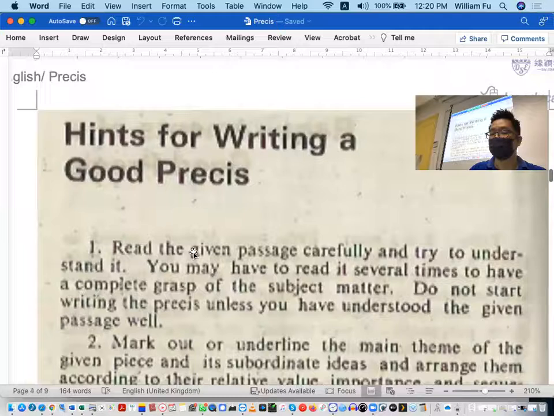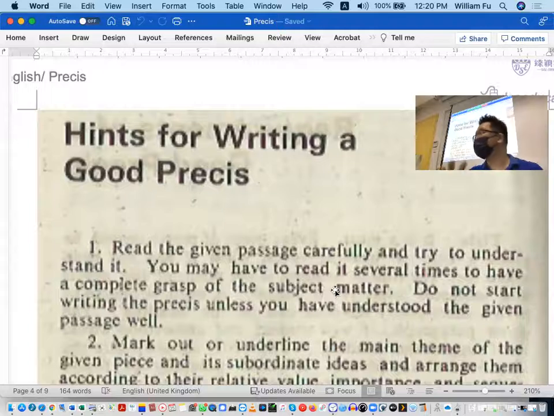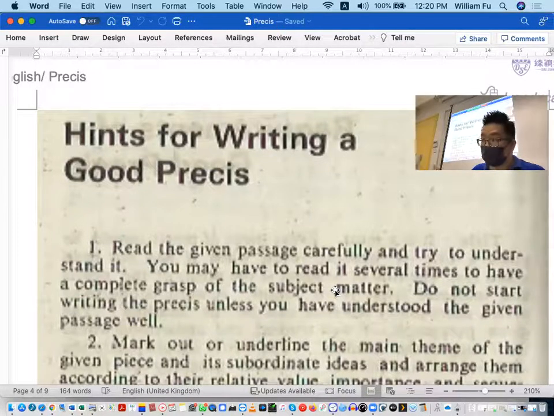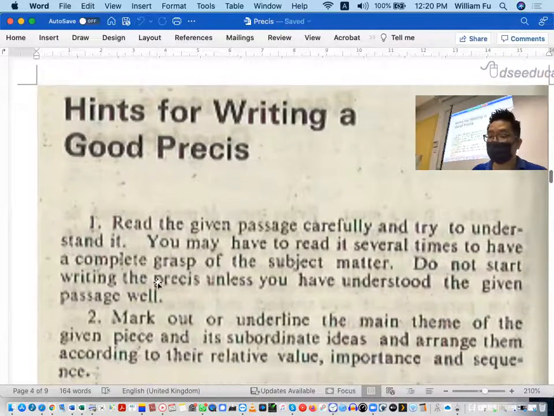These are the steps for you to follow. Number one, read the given passage carefully and try to understand it first without doing anything, just go through it. You may have to read it several times to have a complete grasp of the subject matter. Do not begin preliminary work after reading only the first paragraph. No, you go through the whole passage first, totally understand it as a whole before you do anything else. Do not start writing the precis unless you have understood the given passage well.